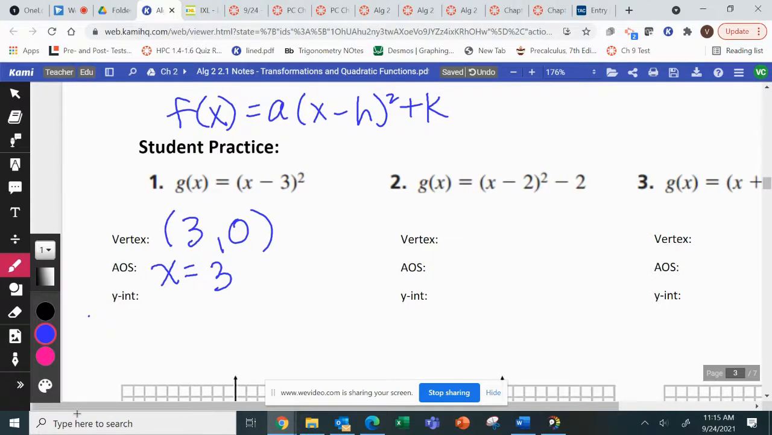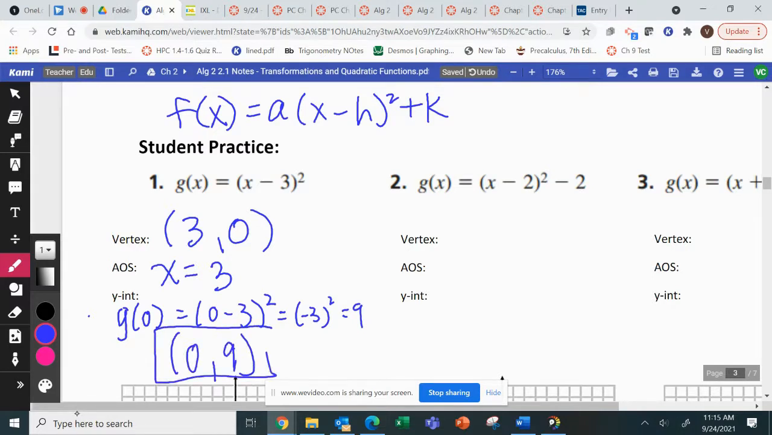The y-intercept, we plug in g of 0. So we get 0 minus 3 squared, which is negative 3 squared, which is 9. And we write it as an ordered pair.